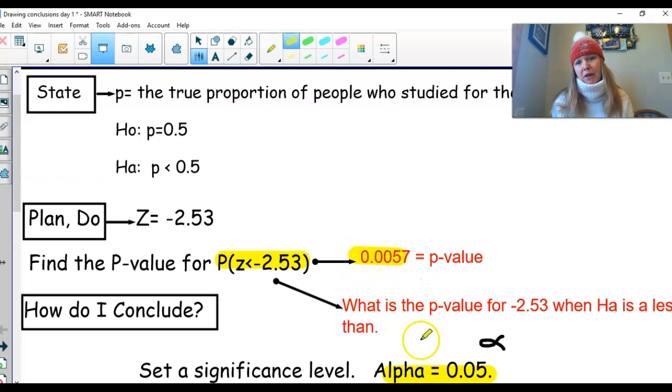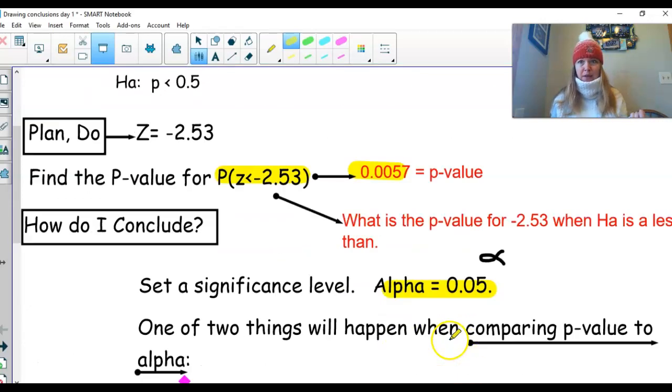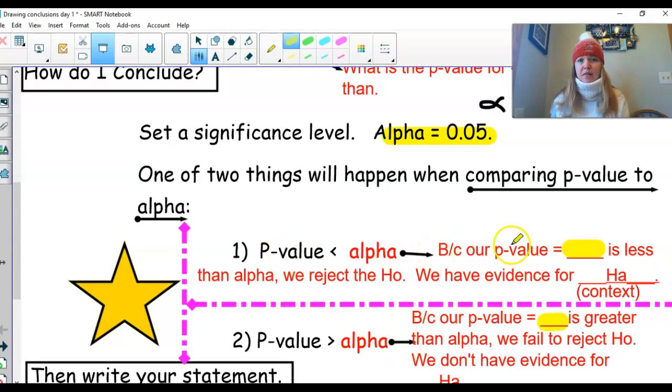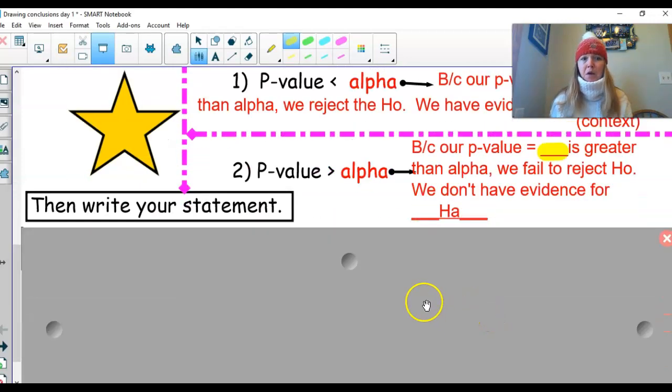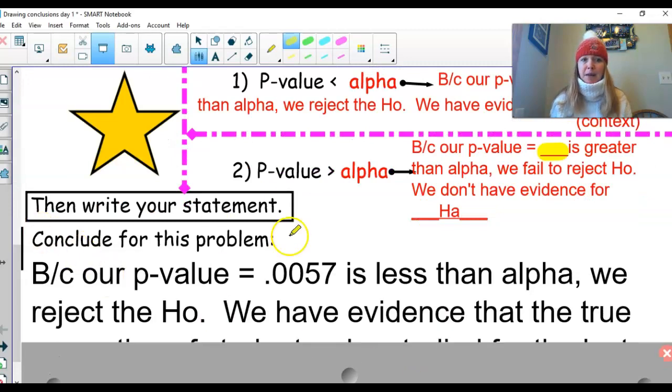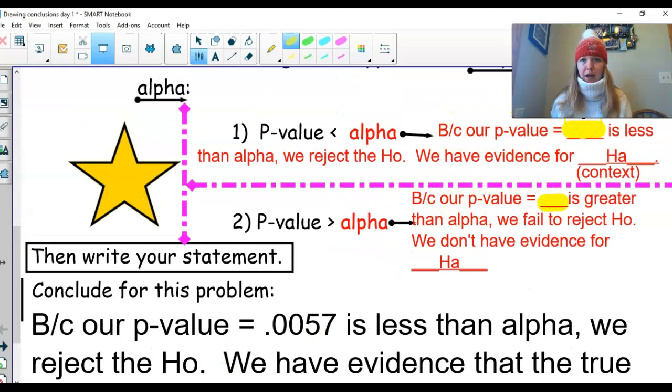And our p-value is less than alpha. So this is how I conclude. I use this sentence in red here to help me conclude because the p-value is less than alpha. If the p-value was greater than alpha, I would use this sentence frame right here. So I'm going to say because our p-value is equal to 0.0057 is less than alpha, we reject the null hypothesis. Almost word for word what I have in this first sentence right here.